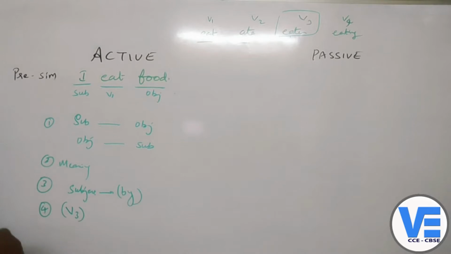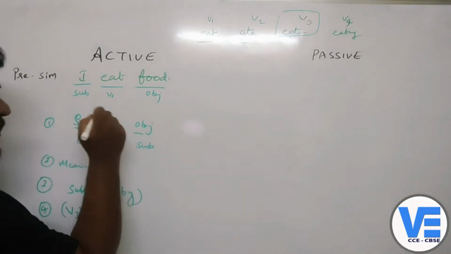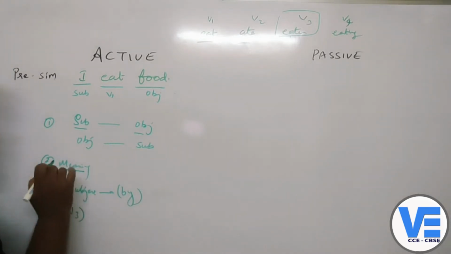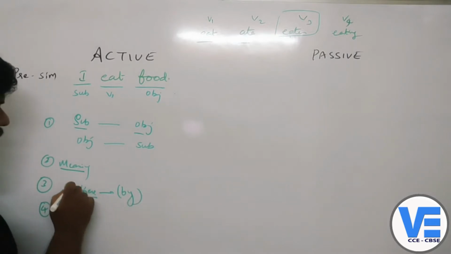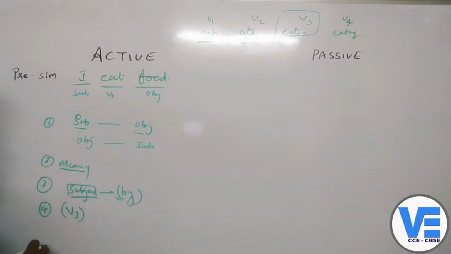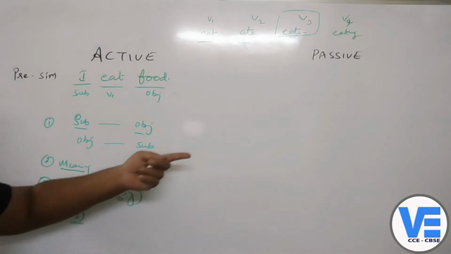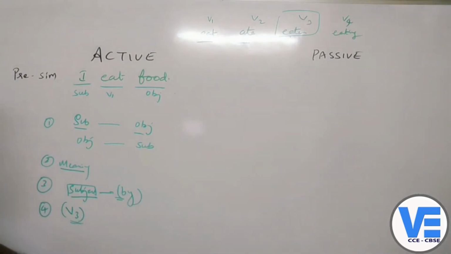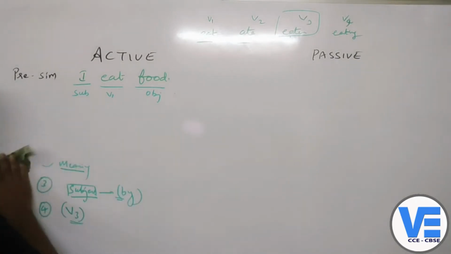So the first one is subject comes to the place of the object. Second one is meaning should not change. Third one is subject always will be accompanied by the word by. And fourth one is what we have to use is V3, in spite of any verb forms we are using in the active voice, whatever it may be, but what we have to use is only V3 in the passive voice. Okay children, so now we'll try to do one like this, and then we'll go ahead with the other things.